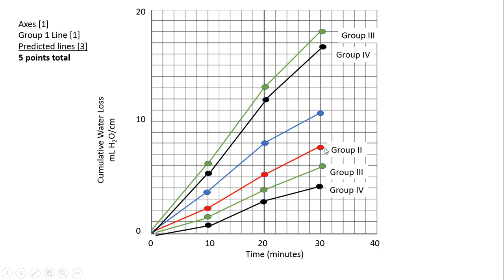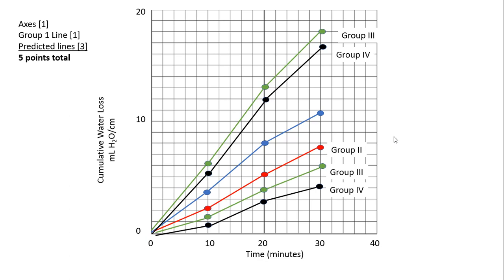Group 2, with increased humidity, would have less transpiration. And group 3 and 4 could be either more or less. The majority of people had it set up where group 2 was below and group 3 and 4 were above. And so you got a point for the correct axes, a point for correctly plotting the group 1 line, and predicting the other 3 lines. You got 3 points total, a point for each one.